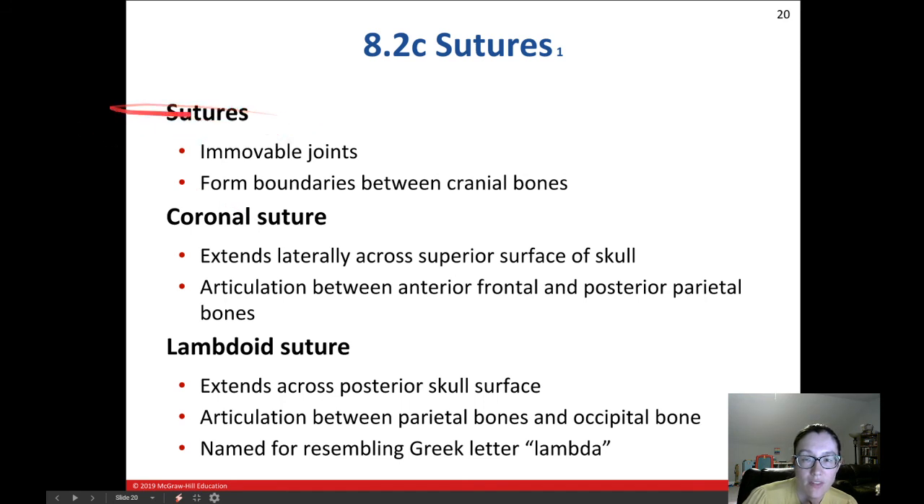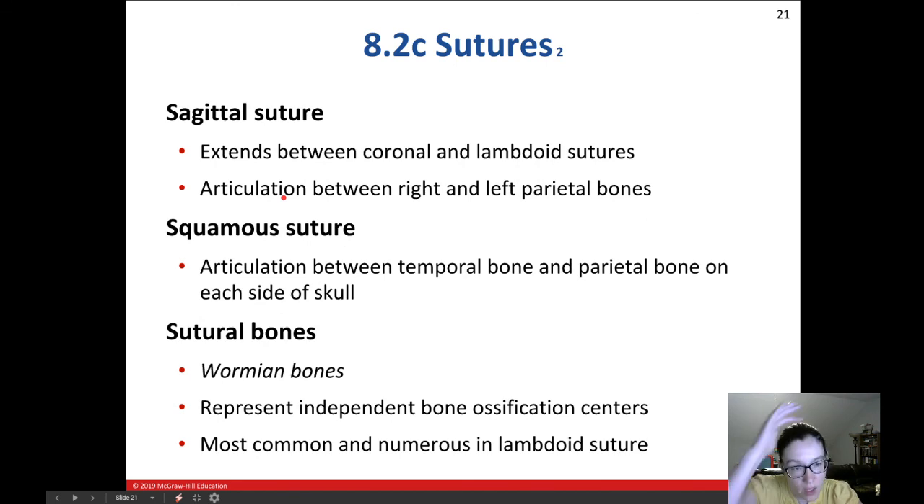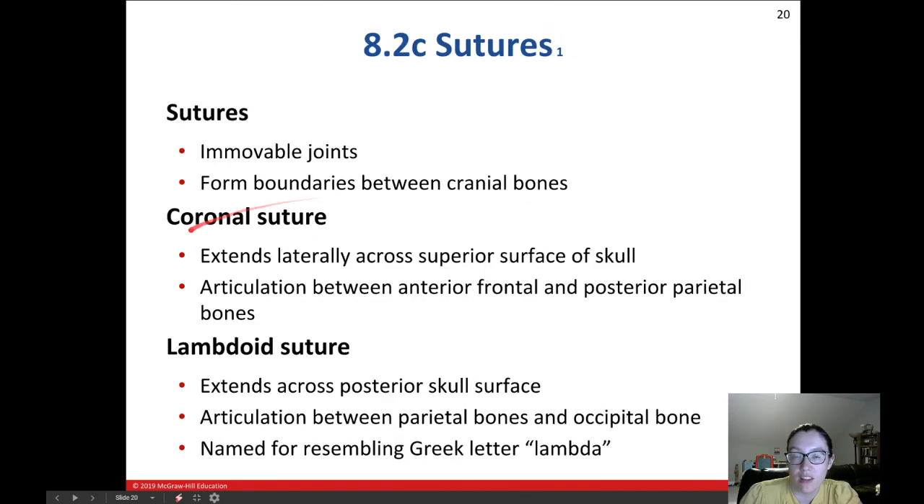So as I said, you'll have to know the sutures. These are immovable joints between your cranial bones, and there's 4 of them you'll need to know. There are a lot more of them, but the 4 main ones you'll need to know are the coronal suture, which is the one that I mentioned before. It's in between the frontal and parietal bones. The sagittal suture, which goes along the sagittal plane, and it's in between the 2 parietal bones.